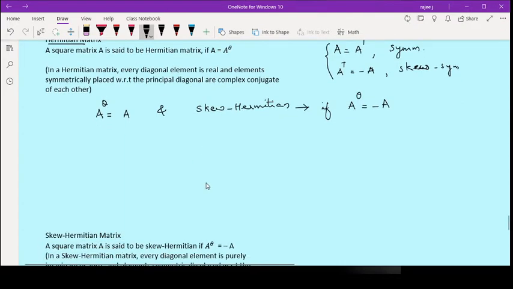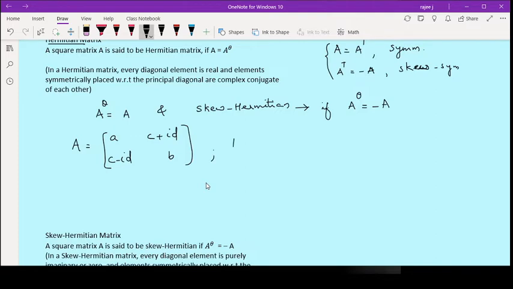Okay, so in Hermitian matrix, I'll write an example. Then we can define what is Hermitian matrix. Say, for example, I'll write here. You just tell me the definition from this example. Suppose I am writing A is equal to, here a, c plus id, here I write c minus id and say b. This is one example.